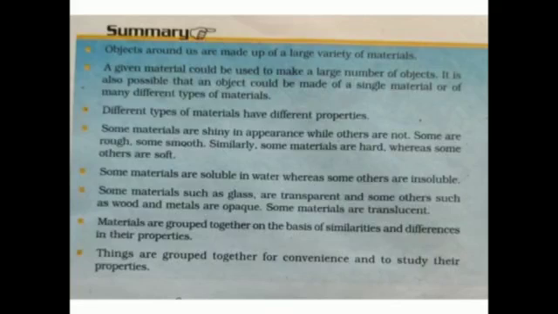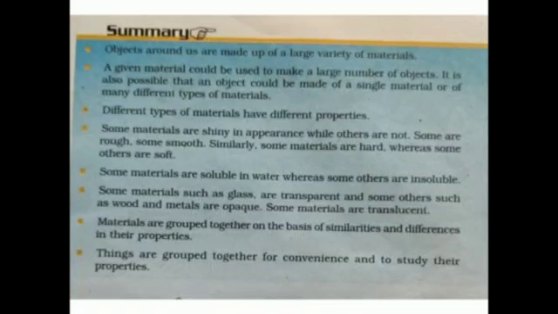First, objects around us are made up of a large variety of materials. As I told you earlier, there are many types of materials. Some examples are wood, plastic, paper, cloth. From these materials, many types of objects can be made. And a given material could be used to make a large number of objects. It means we can make many objects from one material only.